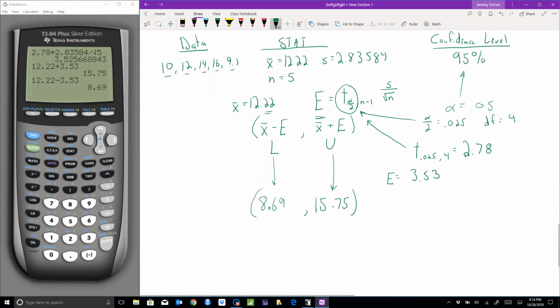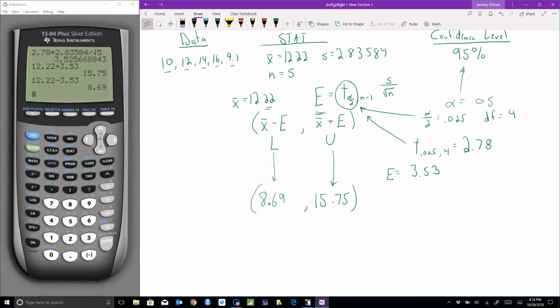Now you can do the same thing with a built-in feature in the calculator. The way you do that is if you're given the data, straight off what you do is just make a list. I'll just make a list here, and I'm going to clear out my calculator.